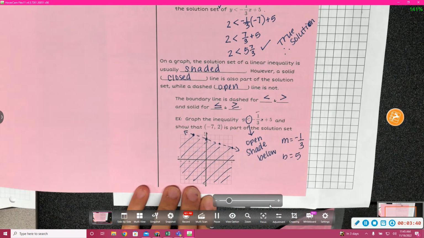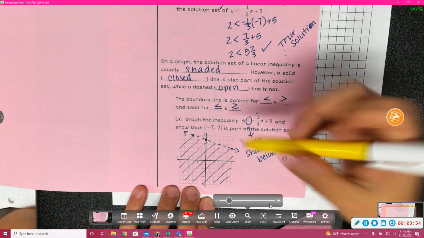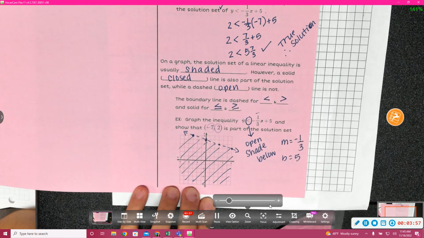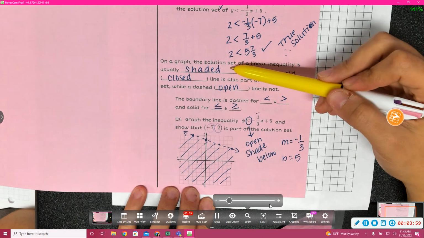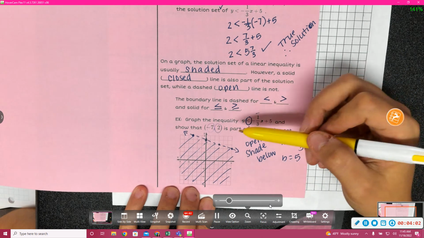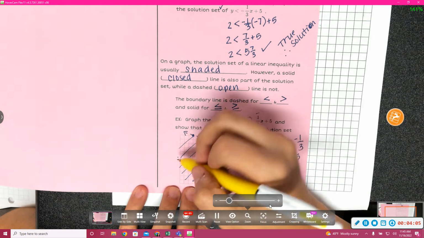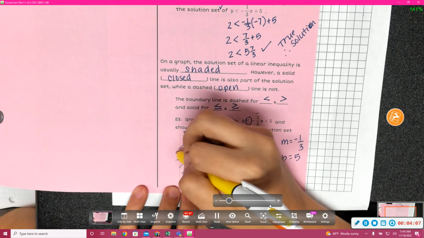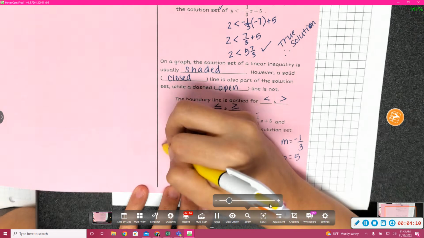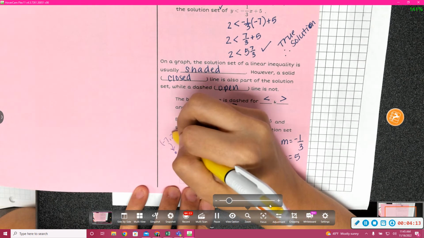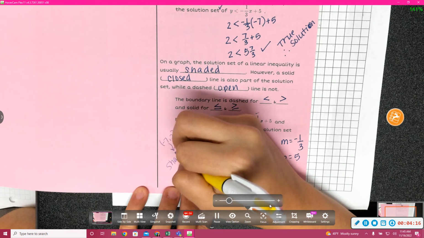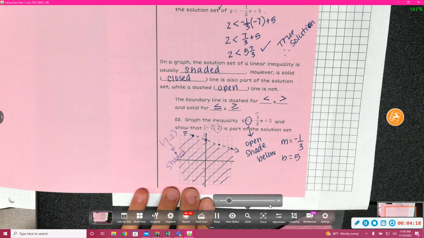So I'm trying to prove that the point, I'm trying to find a different color, sorry. We're trying to prove the point negative 7, 2 is part of the solution set, meaning it's in the shaded area. So negative 7, which would be over here. Oops, I didn't realize my graph didn't go that way. And positive 2, which in fact is in the shaded area. Although it's not in the graph, if we were to continue my graph, that is shaded.